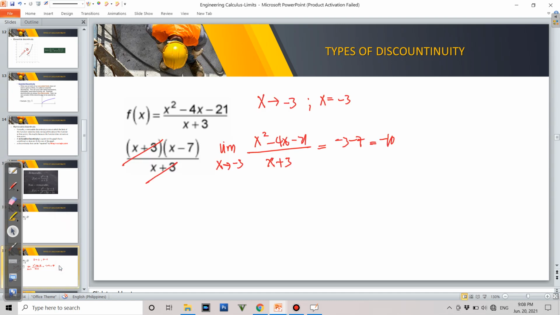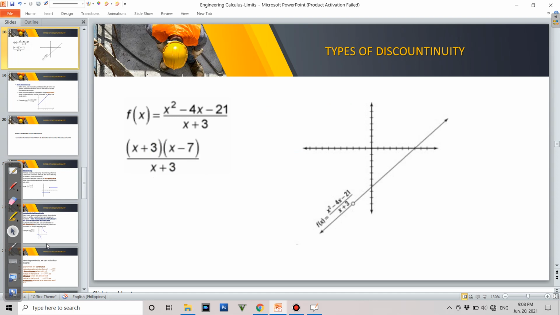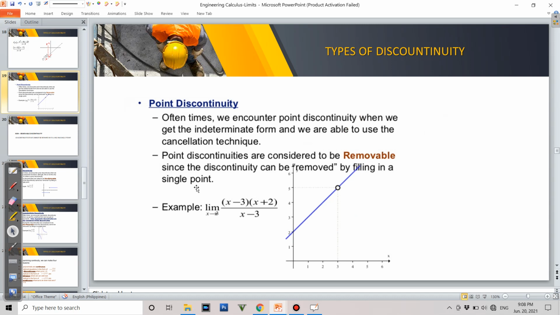So yung removable discontinuity na yan, this is the graph actually. So as x approaches negative 3, ito sinasabi ko, this is negative 3 approaching negative 3. May equation yan magkabila, coming from the left portion and the right portion. Only that kapag eksakto na dito sa negative 3, we will be having an undefined function. So therefore it will not exist at this x is equal to negative 3. So that is the principle of removable discontinuity.